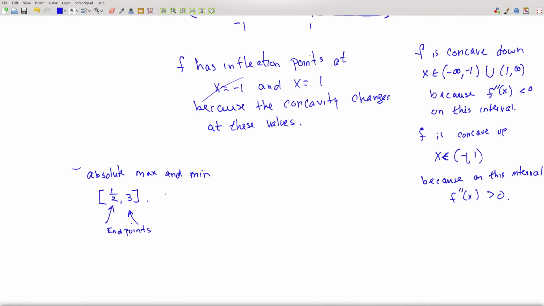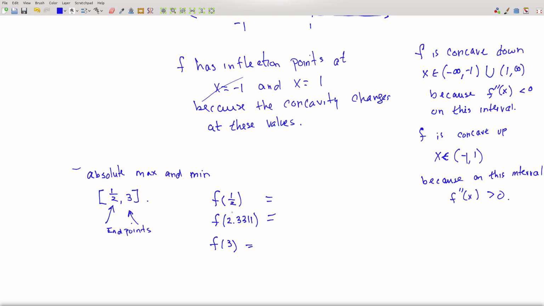Alright, so let's see here. First of all, there are the endpoints. The critical number that falls between those endpoints is 2.331. So what you need to do now is go back and use the original function. Now, this is the original function. Find f of 1/2. Find f of 2.331. And find f of 3. Okay, I'm going to leave that for you to do. Remember, you're using the original function now.